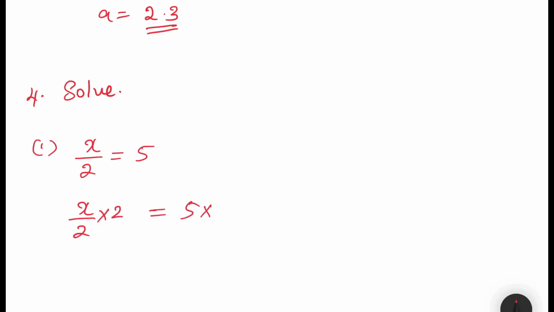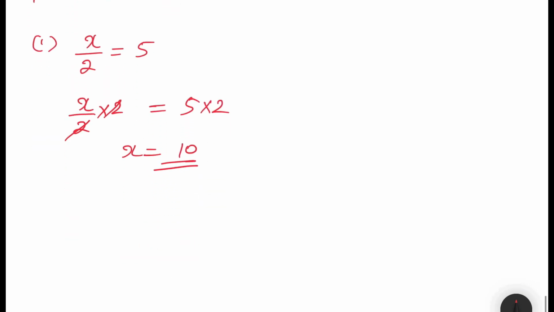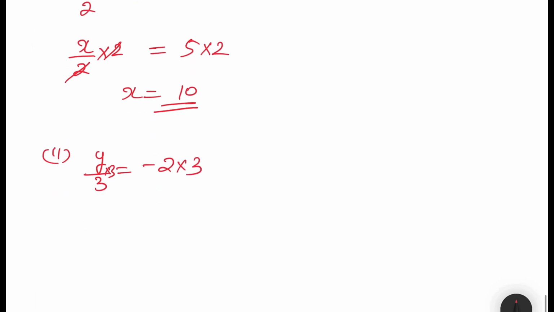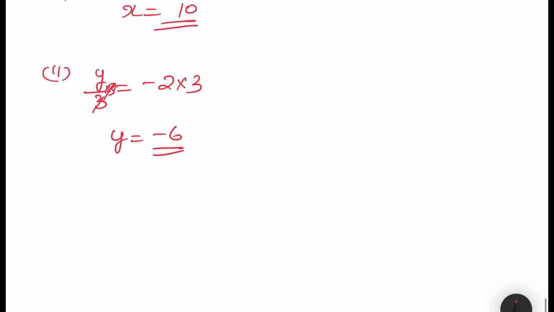So that will get cancelled, right? 2 and 2 are getting cancelled. x is equal to 5 2's are 10. Second one we have y by 3 equal to minus 2, into 3 into 3. So 3 and 3 will get cancelled. y is equal to minus 6.